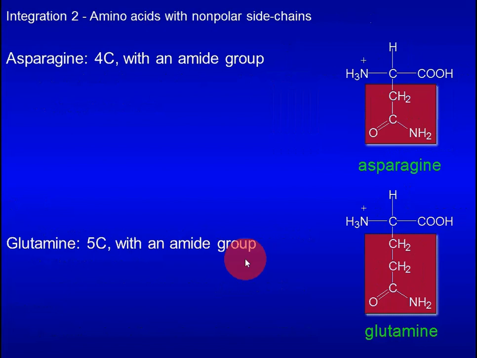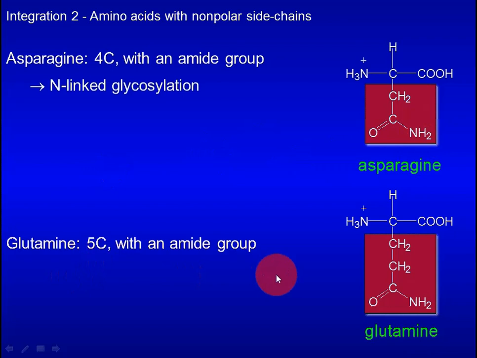Asparagine has 4 carbons with an amide group, and this is the amide group. Asparagine is a glycosylation site, but different from serine and threonine. Sugar is attached to the nitrogen in the side chains, and this process is called N-linked glycosylation. Glutamine has 5 carbons with an amide group. Glutamine is an important way to transport ammonium from most tissues to the liver.